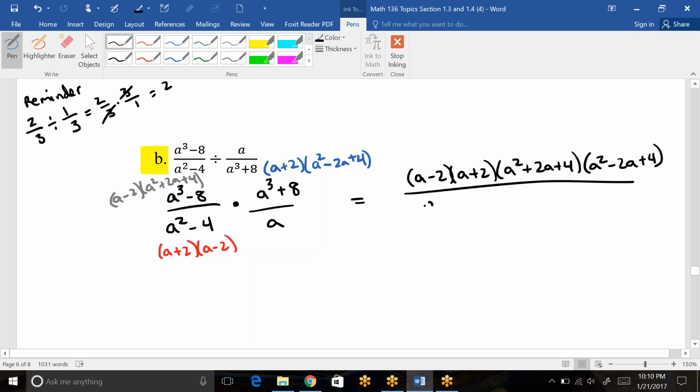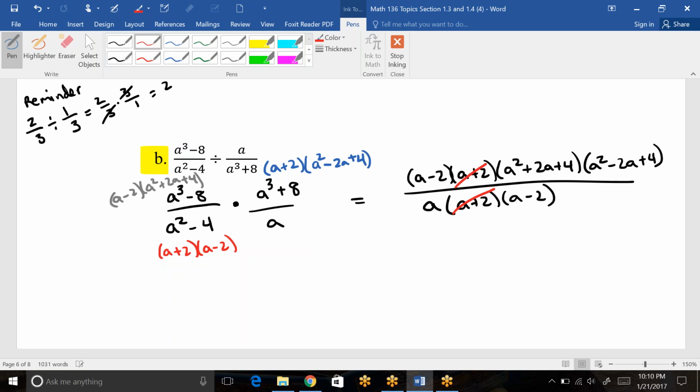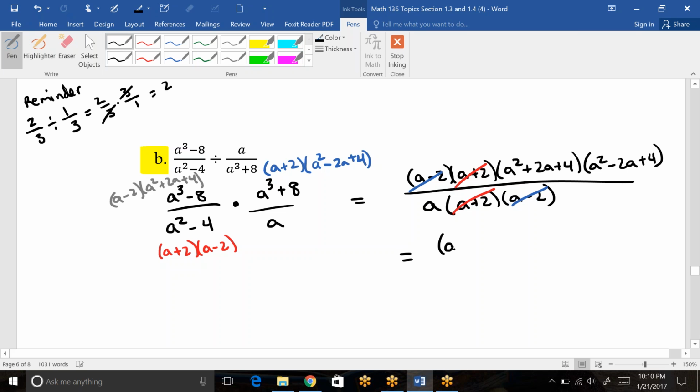On the bottom, the smallest thing I have is an a, and then I have an a plus 2 and an a minus 2. To be able to cancel something out, there has to be an exact copy and everything has to be multiplying together. So the a plus 2's can go and the a minus 2's can go. My final answer is, I don't want to FOIL any of this out. I'm just going to leave it factored.